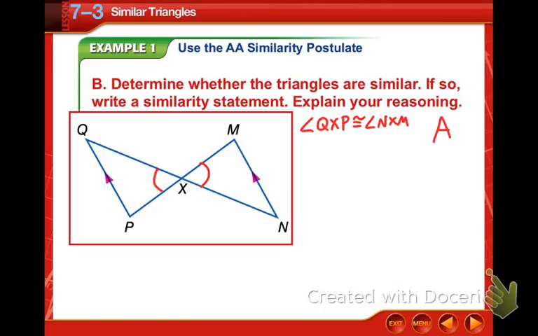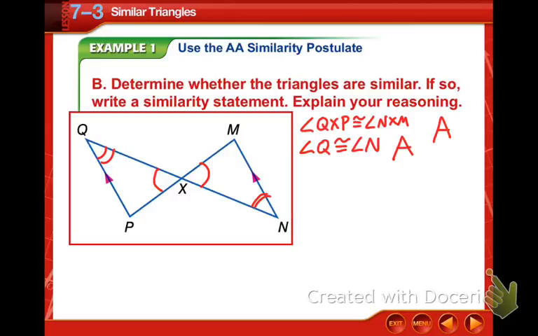And since QP and MN are parallel, we know that angle Q is going to be congruent to angle N. And the reason we know that is because they are alternate interior angles. They're on opposite sides of the transversal, QN, and they are both inside of the parallel lines, QP and MN. So angle Q is congruent to angle N.